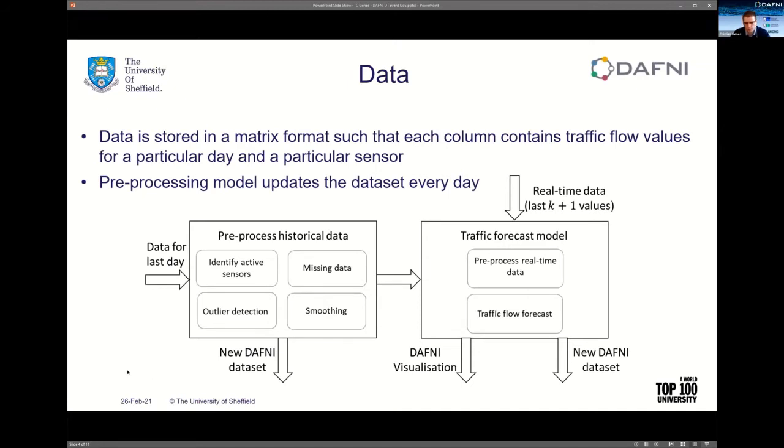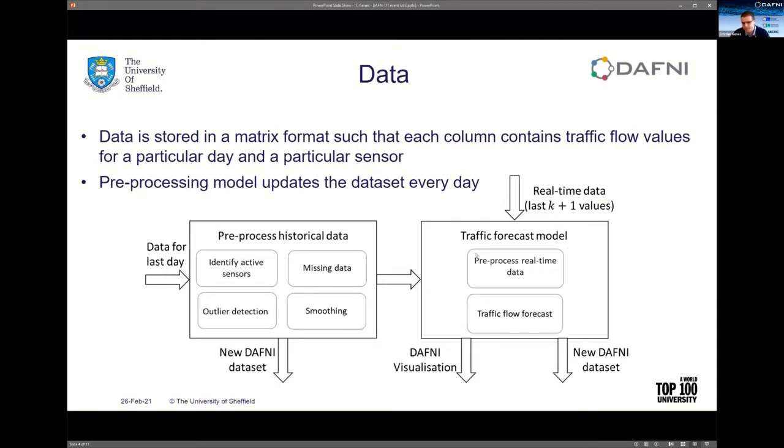We also do some outlier detection checks. Some sensors might report 0 values for a 24-hour interval, and we think that that's not correct, so we disregard that particular vector for that particular sensor on that day. There are other checks that we've implemented here, and then we apply the smoothing that I talked about earlier over all the vectors. Then you add the new set of columns into the old matrix, so that the matrix is now up to date for the last day of traffic. And this data then gets fed into a traffic forecast model.